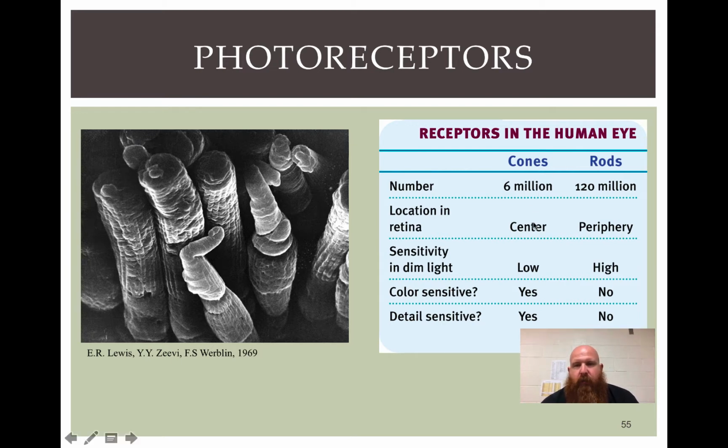The cones: there are 6 million cones and 120 million rods. Their location in the retina: the cones are kind of central, but the rods are in the periphery of the retina. The cones do not function well in low light, but the rods do function well. The cones are color sensitive and detail sensitive, whereas the rods are not.